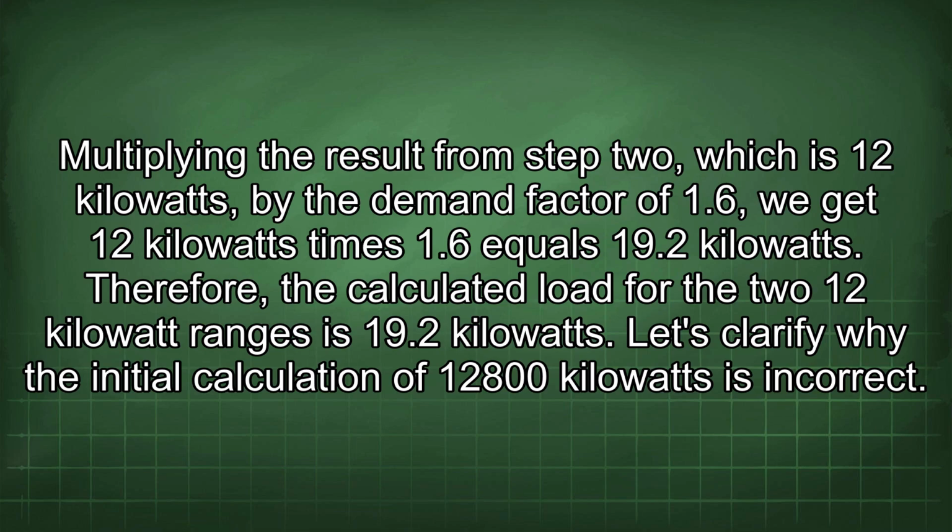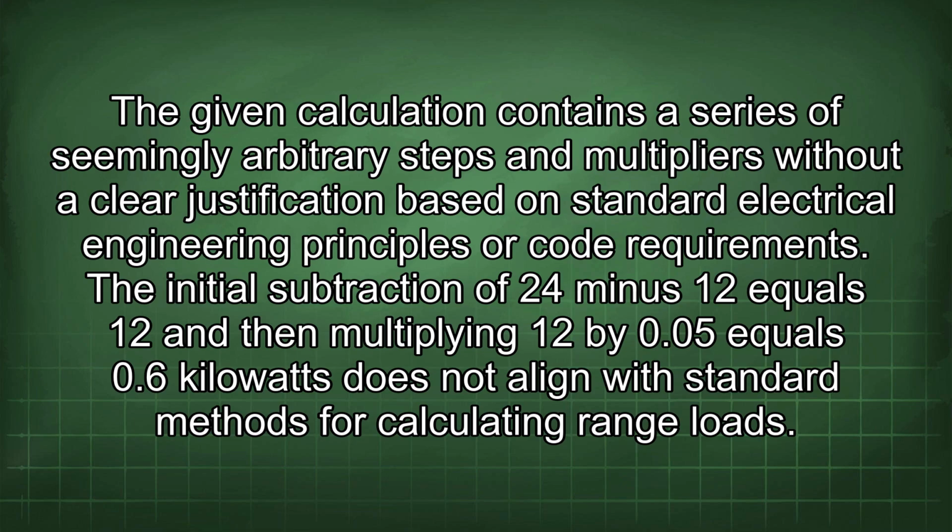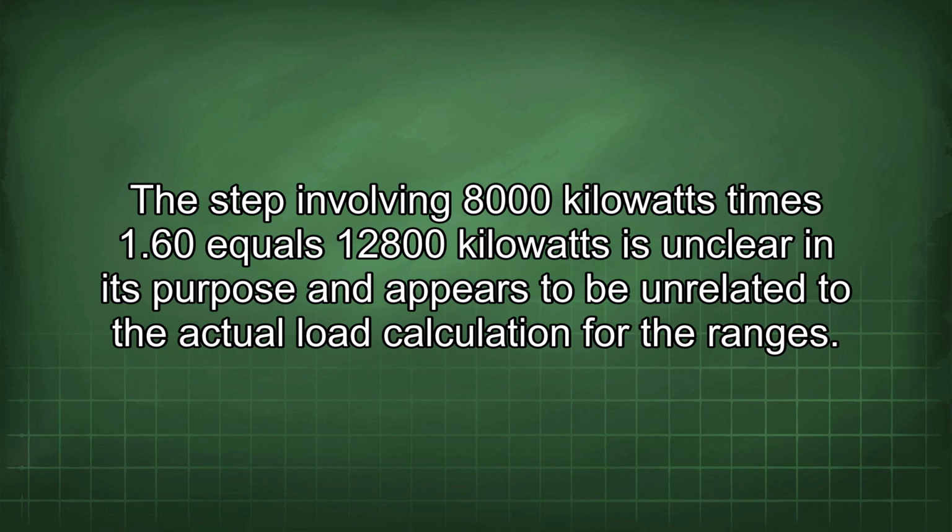Let's clarify why the initial calculation of 12,800 kilowatts is incorrect. The given calculation contains a series of seemingly arbitrary steps and multipliers without a clear justification based on standard electrical engineering principles or code requirements. The initial subtraction of 24 minus 12 equals 12, and then multiplying 12 by 0.5 equals 0.6 kilowatts does not align with standard methods for calculating range loads. The step involving 8,000 kilowatts times 1.60 equals 12,800 kilowatts is unclear in its purpose and appears to be unrelated to the actual load calculation for the ranges.